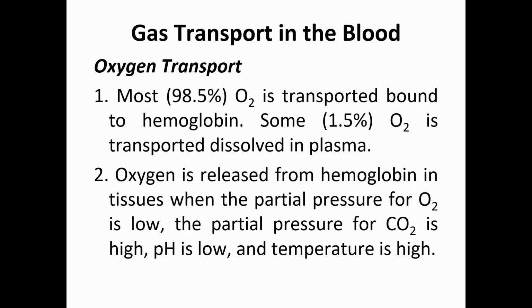So, gas transport in the blood. Primarily, we have our oxygen transport, in which at most 98.5% of oxygen is transported in blood by hemoglobin. Around 1.5% of oxygen is dissolved in plasma. Oxygen is released from hemoglobin in the tissues where partial pressure of oxygen is low and partial pressure of carbon dioxide is high, pH is low and temperature is high.